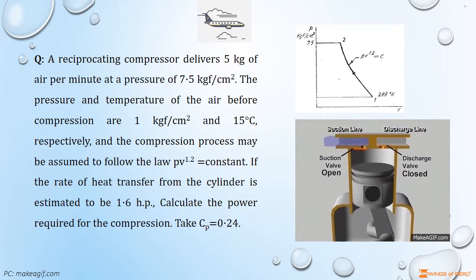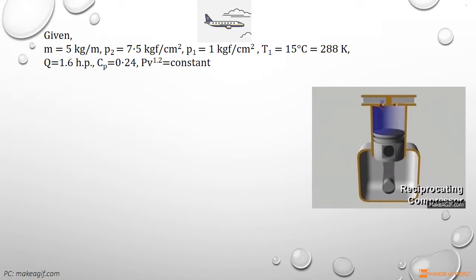If the rate of heat transfer from the cylinder is estimated to be 1.6 horsepower, calculate the power required for the compression. Take Cp equal to 0.24. Here we consider a reciprocating compressor. Let me write the given data.